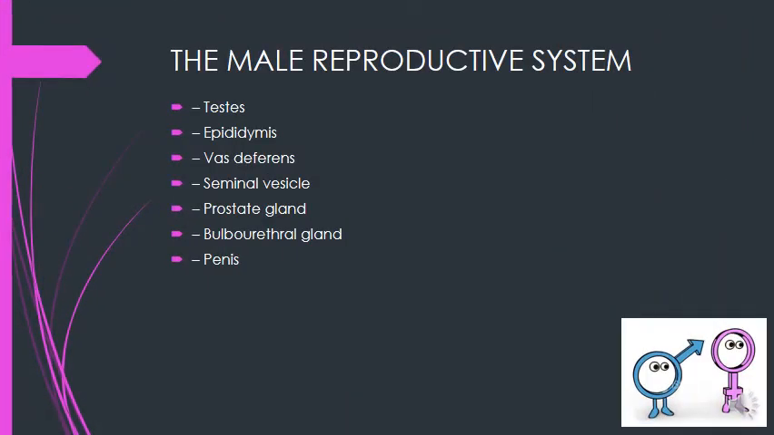Okay, so in the very first, we will go through the different parts which are under the male reproductive system. So, in the very first, we have here testes, epididymis, vas deferens, seminal vesicles, prostate gland, bulbourethral gland, and penis. So, one by one, we will study these organs in brief. So, let's start first. Testes.